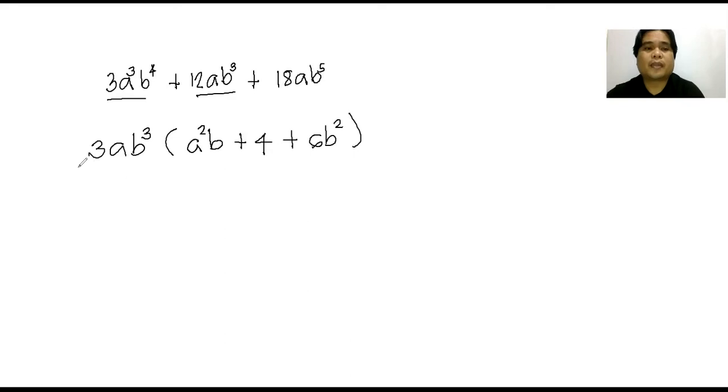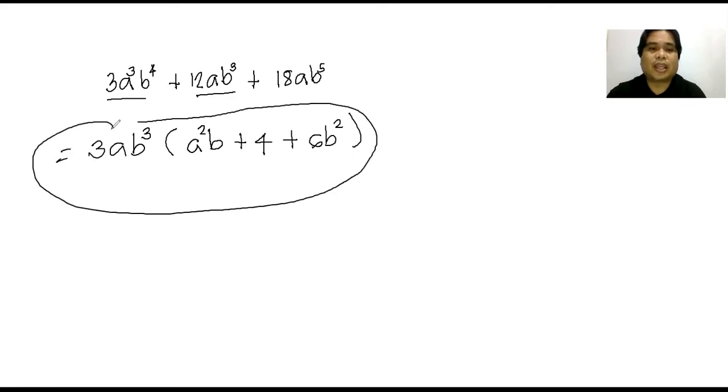Okay, this is now the factored form of the given polynomial above. Once again, if you want to check it out, you can distribute this factor back to each of the terms. And you will see that after doing so, you will go back to the original expression. Okay? Another example. How about this one?